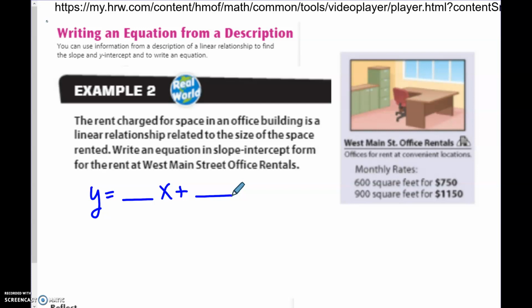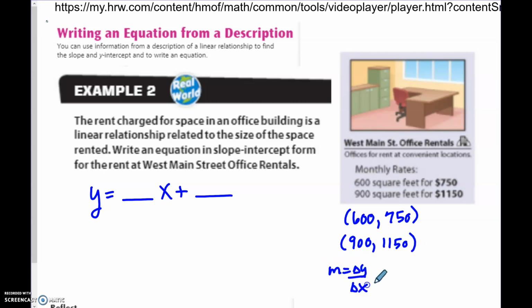So one of the points here that they're giving us is that we have 600 square feet, cost $750. And they're giving us another one that we're at 900 square feet, cost $1,150. So we need to find the slope. So we've been finding slope. Remember, we're going to do y on top, change in y over change in x.